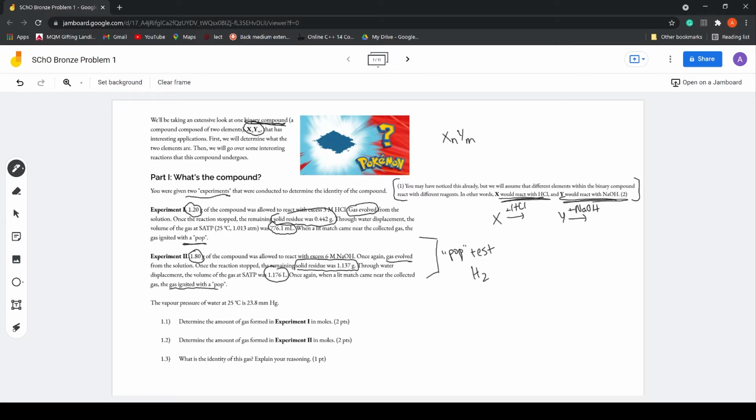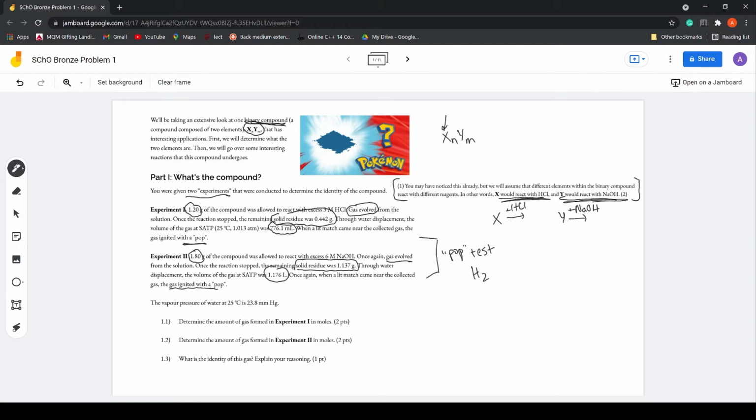So basically we're saying that X reacts with HCl. And if we look at this compound, XNYM, X might resemble a cation, or more importantly, X might resemble a metal. Metals react with acid to form hydrogen gas, which is another way you might have deciphered that hydrogen gas was the gas that was produced.